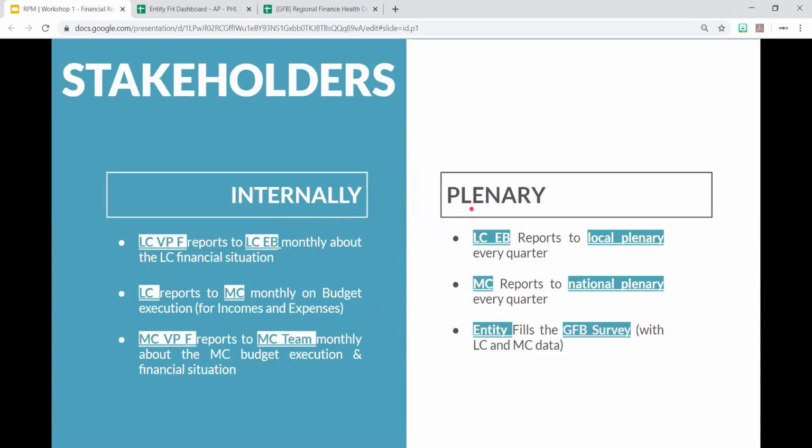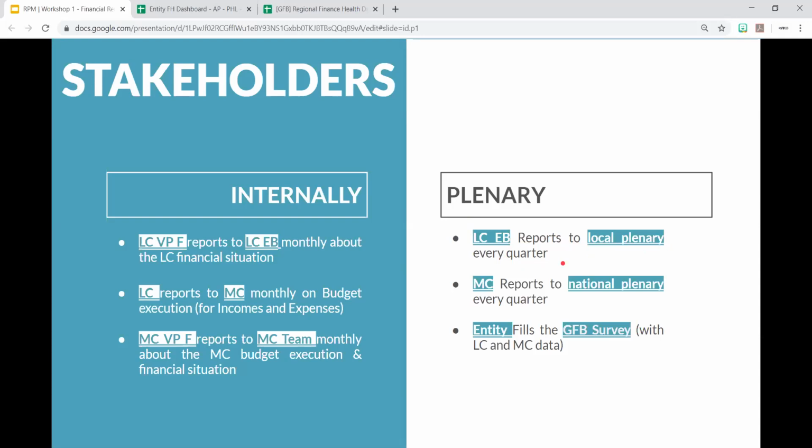Plenary is more on reports from the management teams to the plenary, so meaning the LCs and the national plenary. So LCEB should be able to report to local plenary or local committee every quarter, because they don't need to know the information on every month's basis.